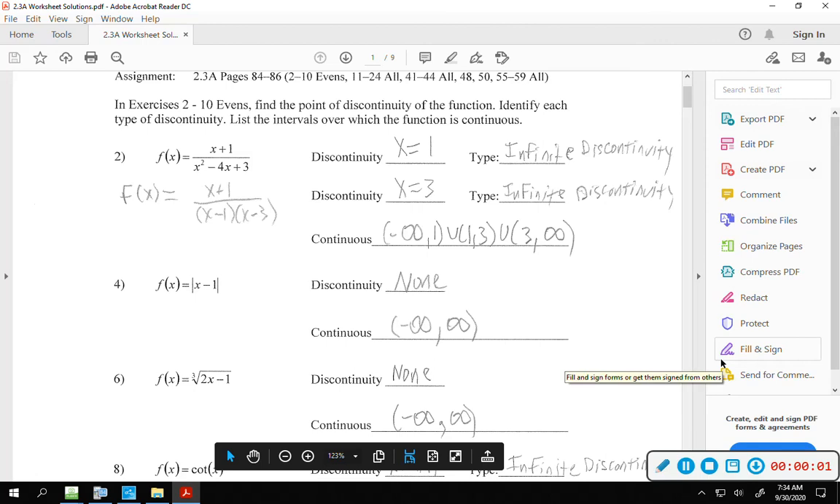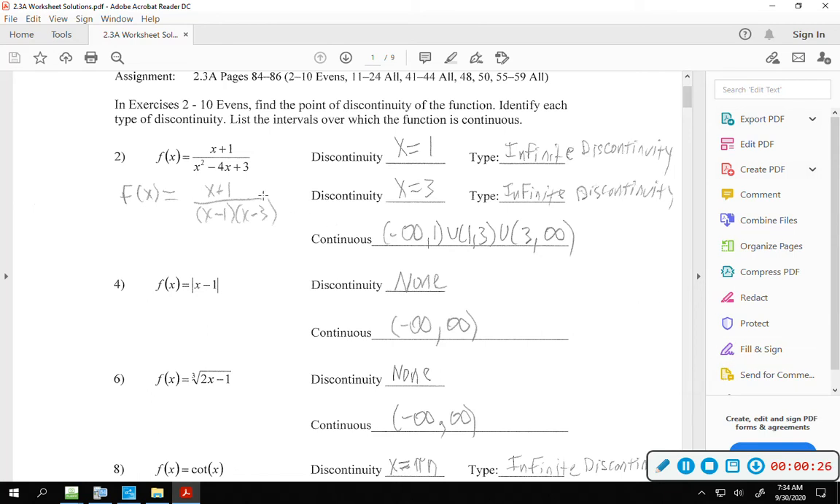This is a recording of the Chapter 2, Section 3A worksheet solutions. We're going to start with just going over problems 2, 4, 6, 8, and 10 here. I already have it written out, so you may need to pause the recording as we go. But in each one of these cases, I'm going to explain the solutions as we go through.